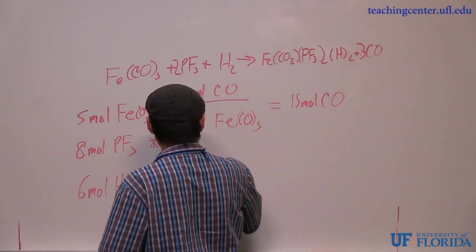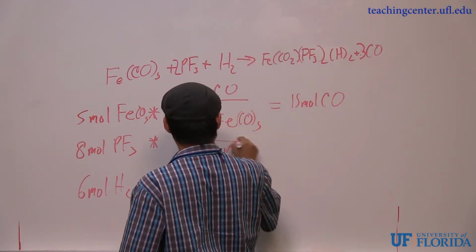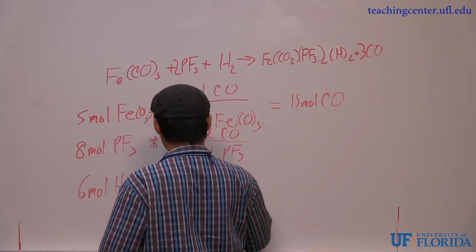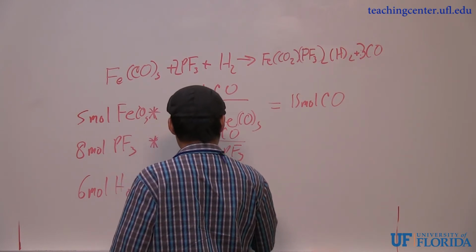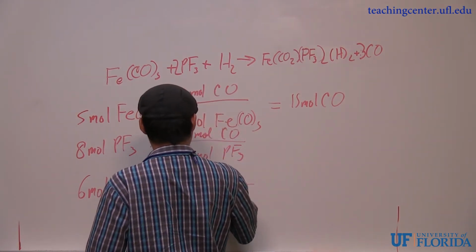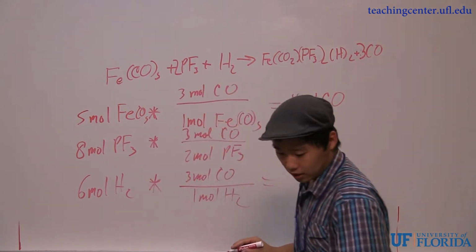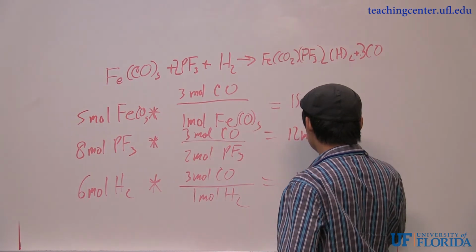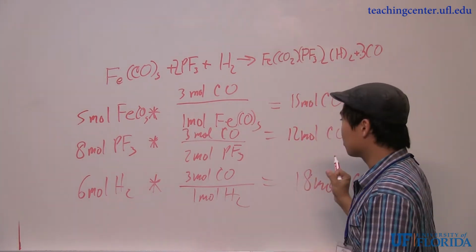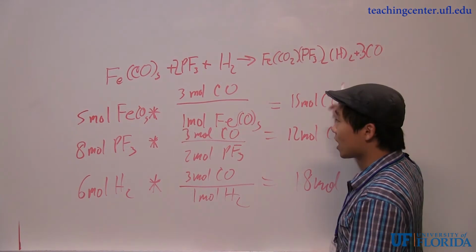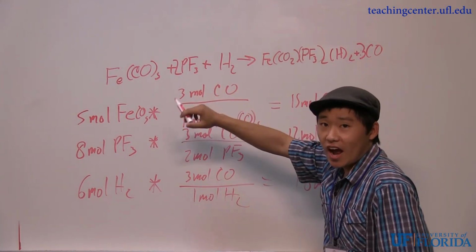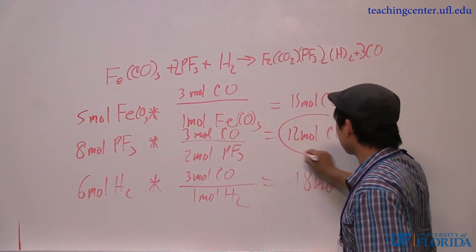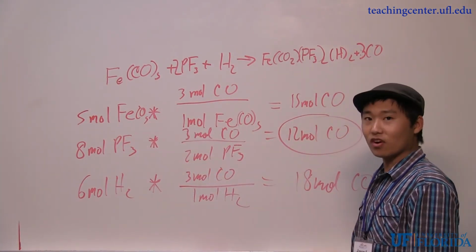And you will find out that the answer is going to be 12 mole of CO, because that is the smallest amount. Because remember guys, in order to make CO, you need to have all the reactants present. So if one of them runs out, you won't have enough to make anything else. So the answer is 12 moles of CO, and you have your answer.